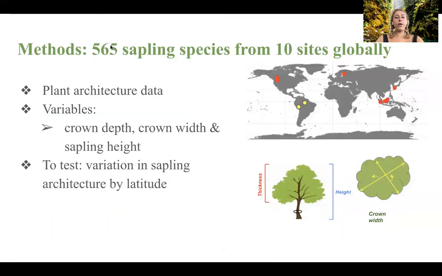All right, so to test this, we looked at 565 sapling species from 10 different sites globally. We used plant architecture data from a database called the BAD, which is a biomass and allometry database. And the variables we looked at were crown depth, width, and sapling height. And we tested this by looking at variation in sapling architecture by latitude.